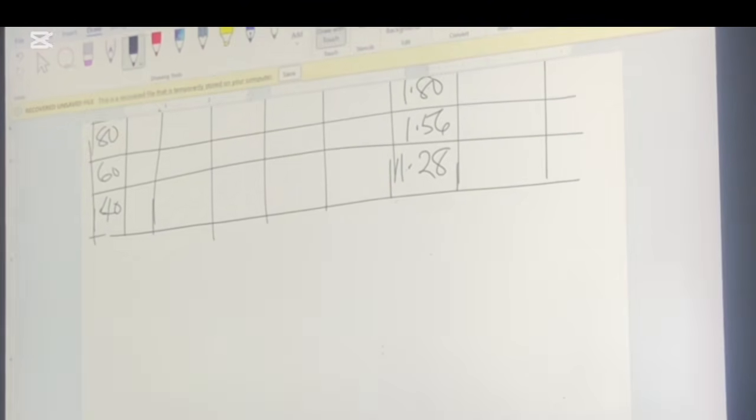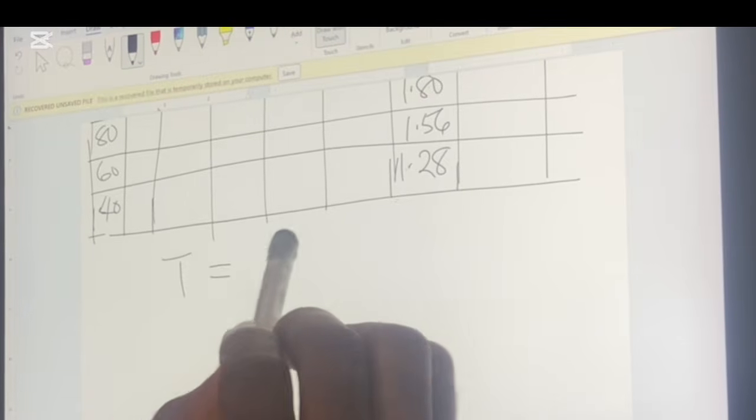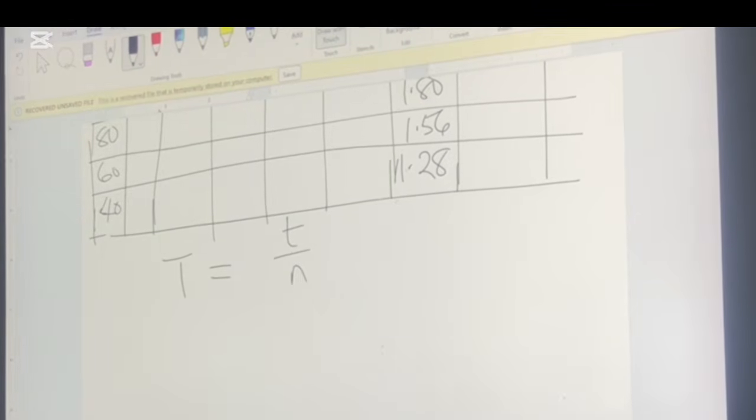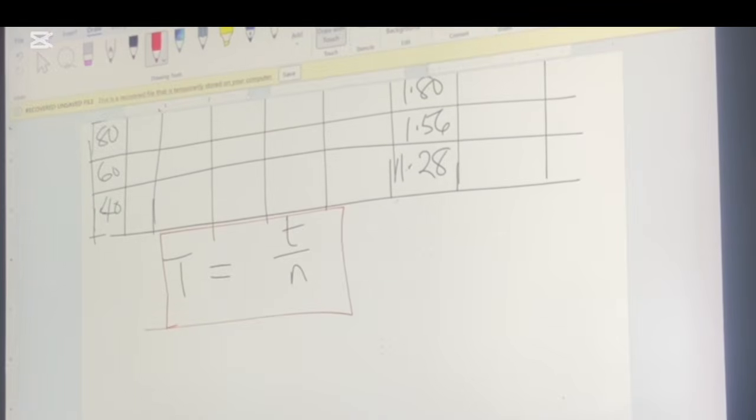Now remember that there is a particular formula related to period and time with number of oscillation. We say that period T is the same thing as t over n, which is number of oscillation. Please remember this formula. So whenever you are given number of oscillation and time taken, the only formula to use here is this formula for period. Please take note of that.